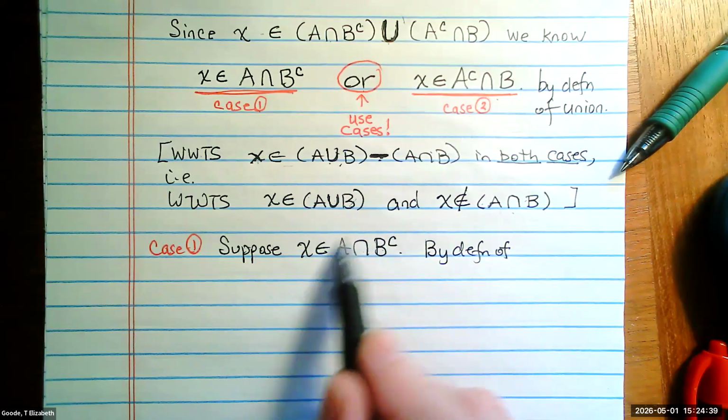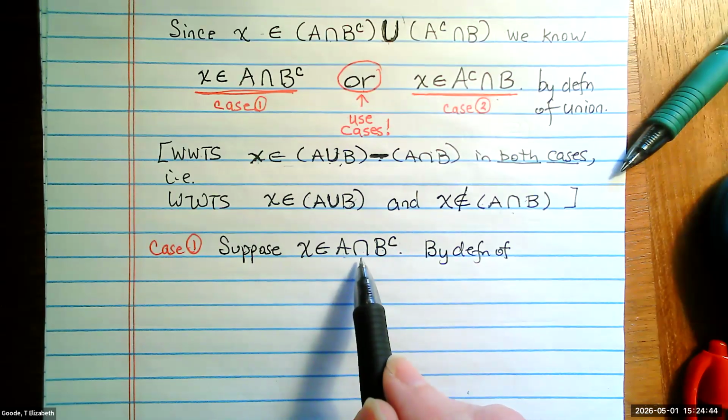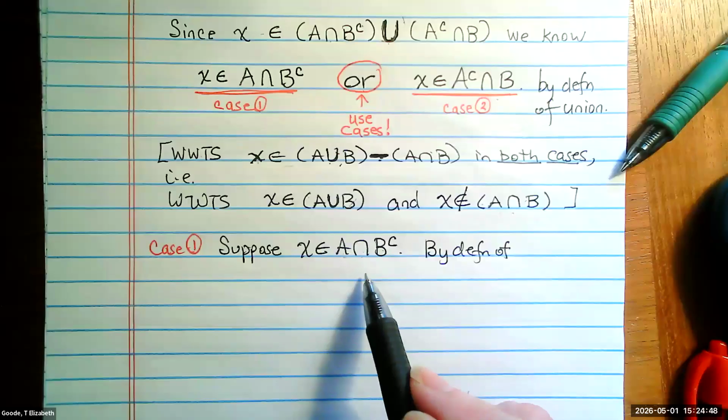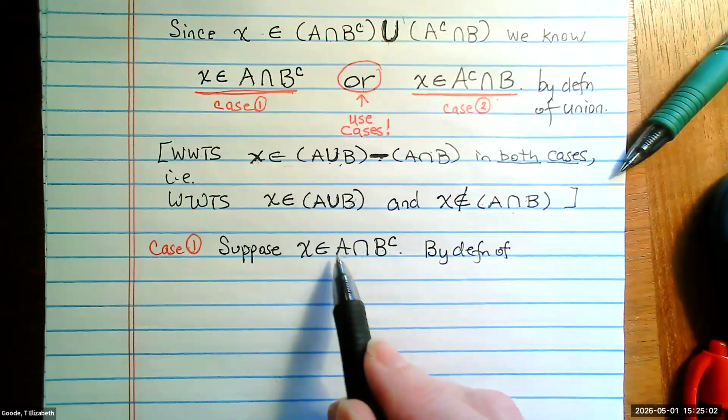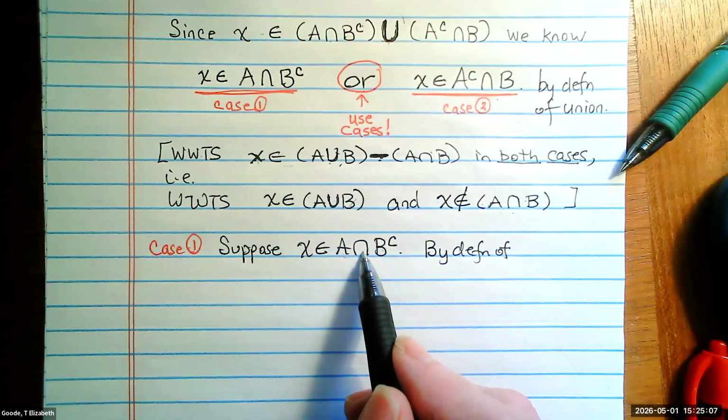By definition of difference. I don't see a set difference here. X is in A intersect B complement. I see a complement and I see an intersection. If you were going to build this set, which operator would you use first? The first one I'm going to use is... Well, you have to know what A is, and you have to know what B complement is before you can take their intersection. Does that make sense?